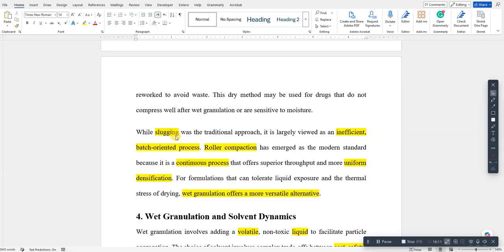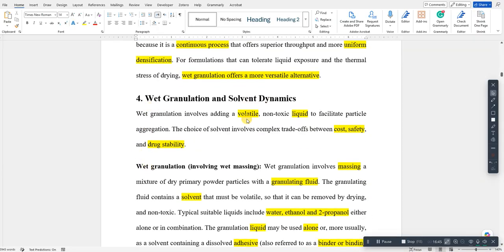After slugging, I have to break the slugs with a high force, and usually it will be difficult to recompress the granules again. That's why roller compaction is a gentler method, it's continuous and results in uniform densification. Unlike the slugs produced, some of them can be weak, some of them can be hard, and this is one of the problems.